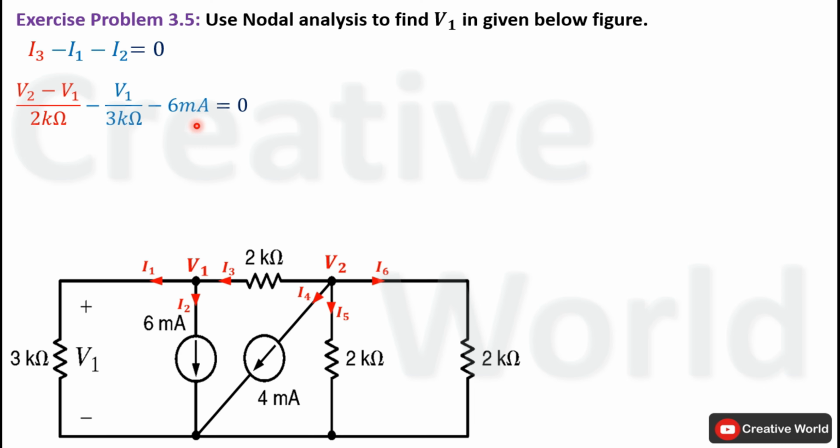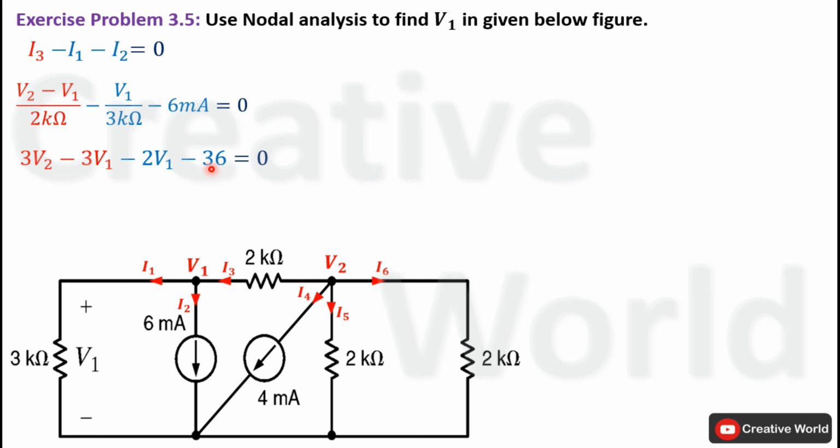Now, in order to further solve this equation, we will multiply this equation on both sides with 6 kilo ohm to omit denominator values. Product of 6 kilo ohm and 2 kilo ohm in denominator will cancel out with each other. Only 3 will be left. And that 3 will be multiplied with these variables. The equation will become 3V2 minus 3V1. Here product of 6 kilo ohm will cancel out with 3 kilo ohm in denominator. Only 2 will be left and that 2 will be multiplied with V1. It will become 2V1. Product of 6 milliampere and 6 kilo ohm will result 36 volt.